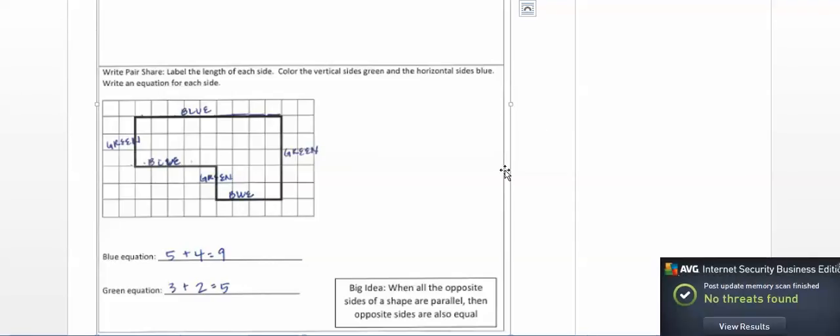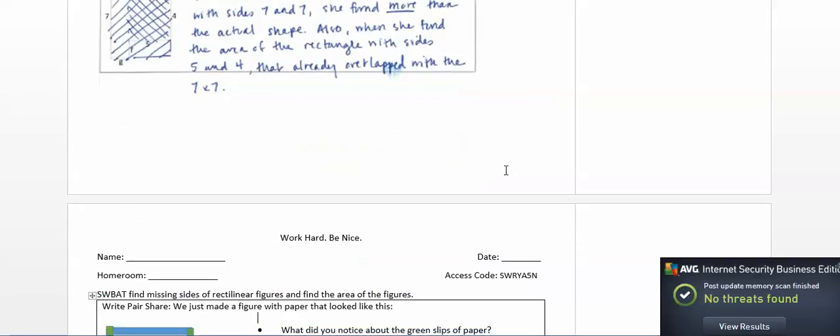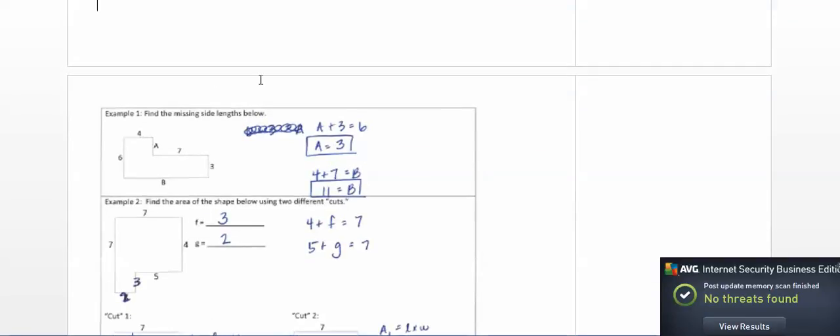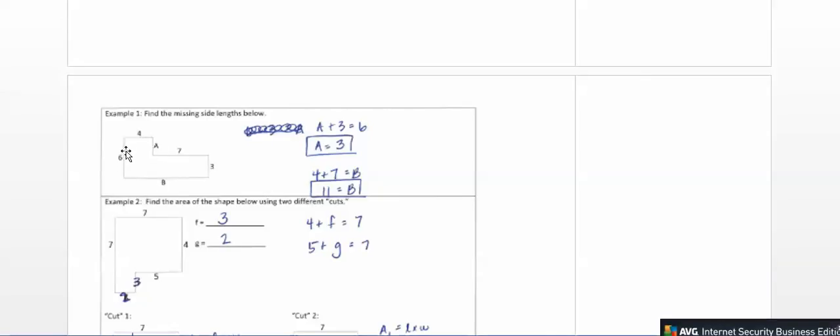All right, so after we get that, the next thing that we would want to do is apply this. This would now be like the introduction to new material. For this one, we're just finding the missing side lengths A and B. In this one, A plus 3 is equal to 6. Here, we're missing the longest side, so it would be 4 plus 7 is equal to B. And you can see my equations are over here.